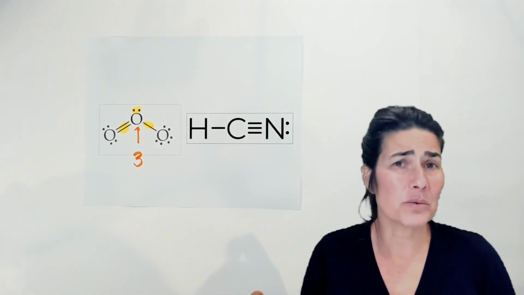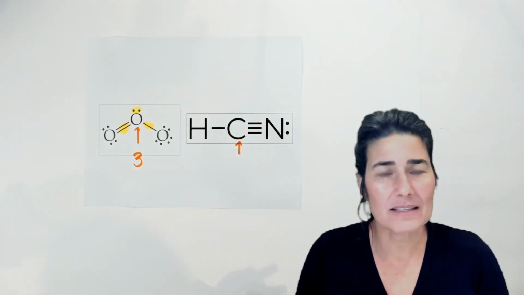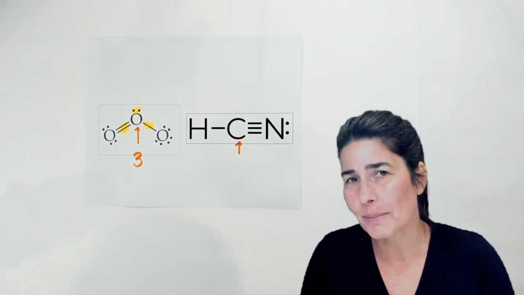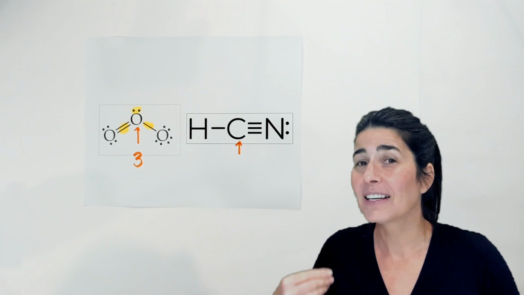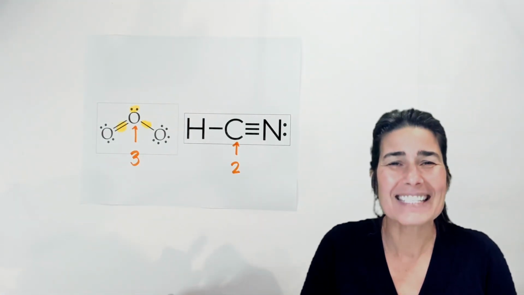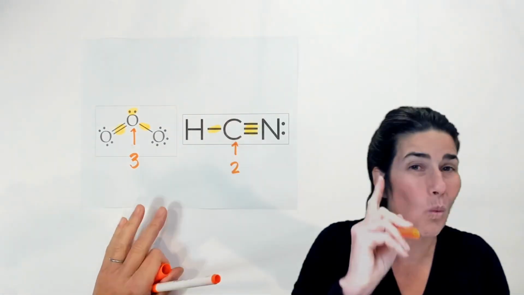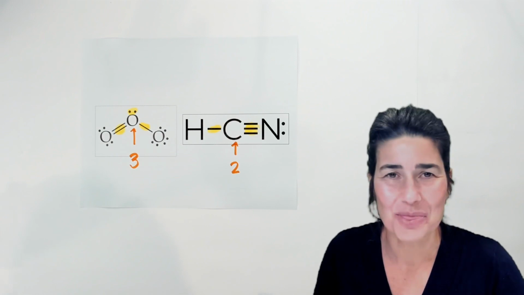And this one students often get wrong. If I ask you for the number of domains around the center carbon, you say 2. Hopefully you said 2 domains. A single bond is a single domain, and a triple bond is 1 domain, not 3.